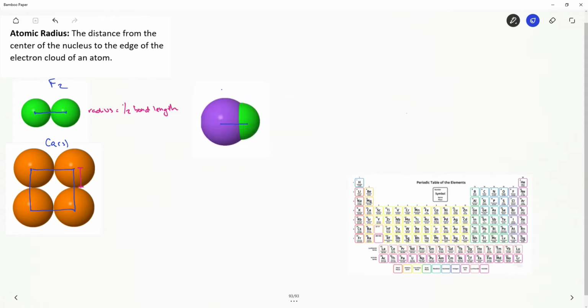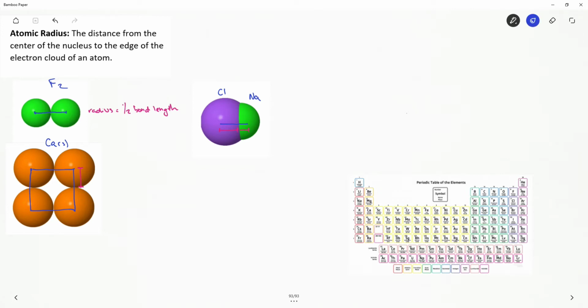We can also use bond length for two different atoms. Let's say we have chlorine bonded to sodium. As long as we know one atomic radius, we can find the other. So if we know chlorine's atomic radius, we can then simply calculate the radius of sodium.